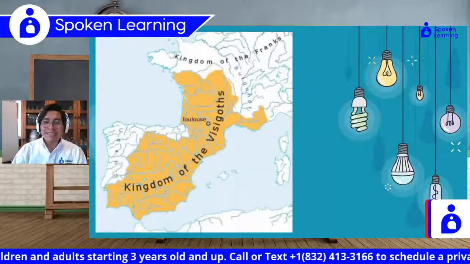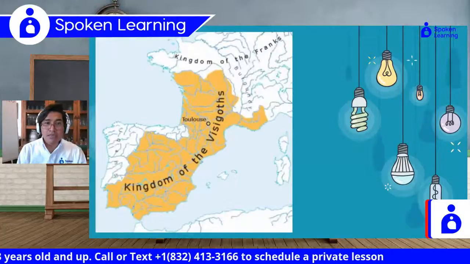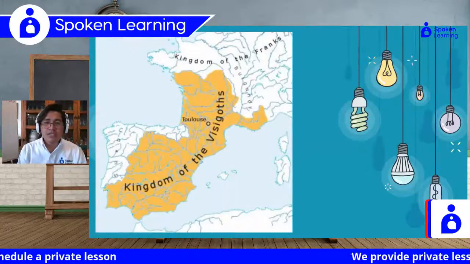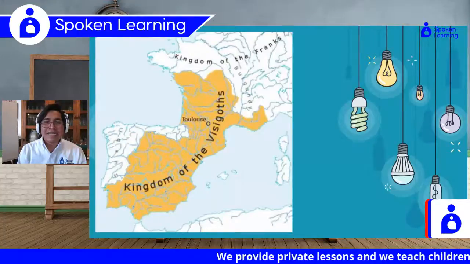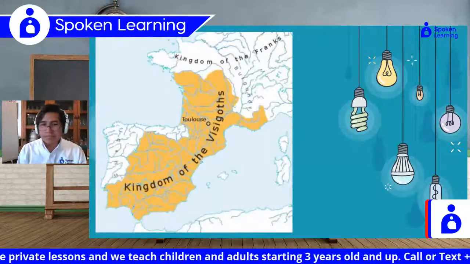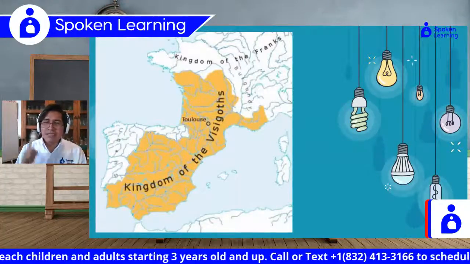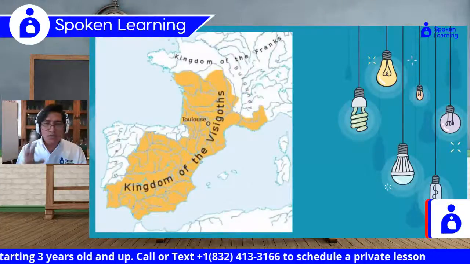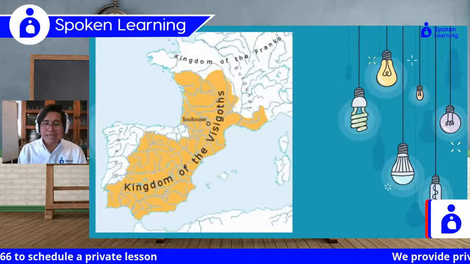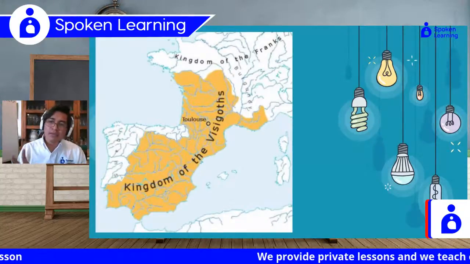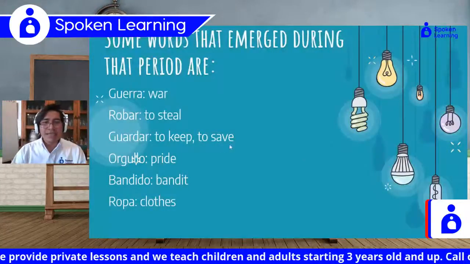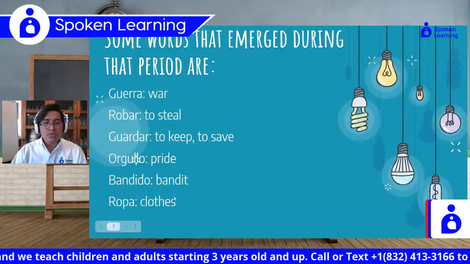The next part is when the entire territory of Hispania was conquered by the Visigoths, who spoke Germanic languages, nowadays closer to English and German, as the word already suggests. Some words that emerged during that period are guerra, robar, guardar, orgullo, bandido, y ropa. As you can hear, most of those words have a strong R, like guerra, robar, and that comes directly from the Germanic languages. Here are the words again: guerra, robar, guardar, orgullo, bandido, y ropa.